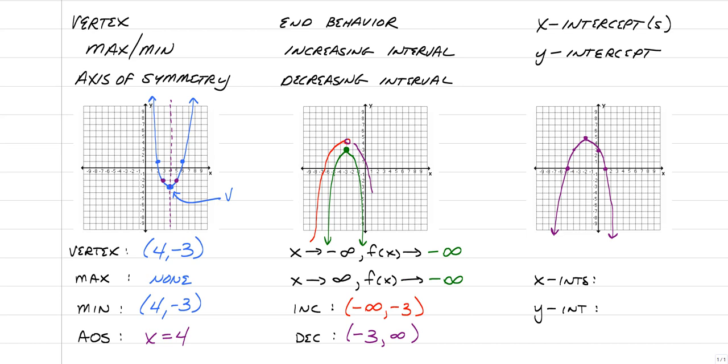The last important parts of a parabola are the intercepts. We have x-intercepts and we have y-intercepts. The x-intercepts is where it crosses the x-axis. So in this case, we have those 2 points.